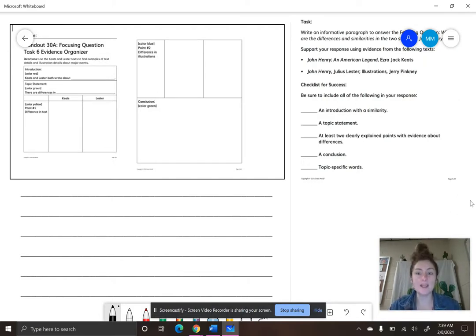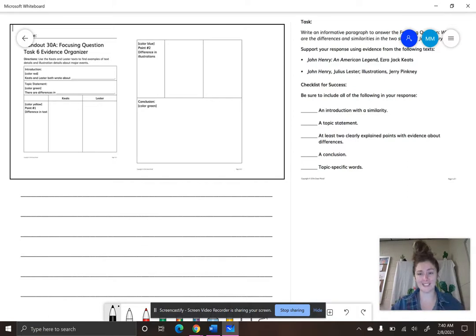So, today we are going to be writing about the differences and similarities in the two versions of John Henry. Now, on the screen, there's a lot going on, okay? So, we are going to be using our evidence organizer that we created last week. I want you to go find your evidence organizer that you did last week with me. I believe that was on Wednesday or Thursday. You are going to need your evidence organizer because it is going to help you complete your writing.